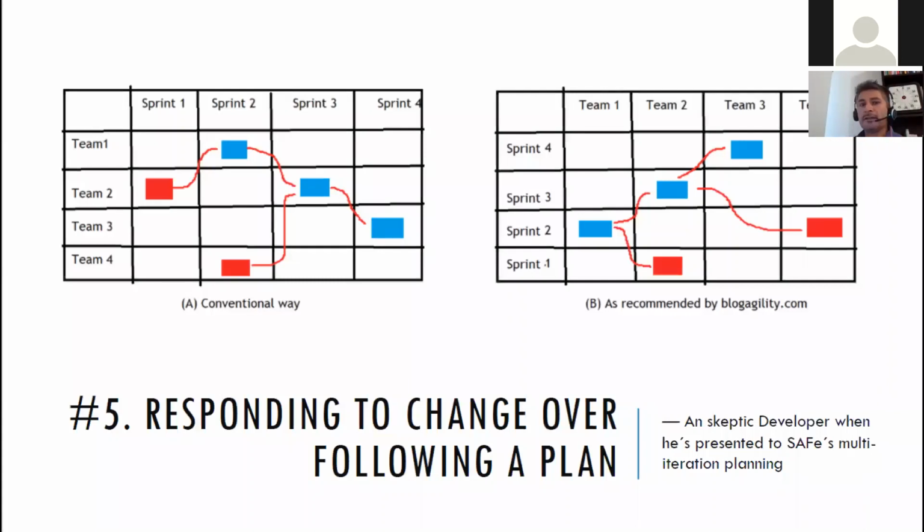And this is something that probably our participant here, Sadik, will say, or probably also a skeptic developer when he's presented with SAFe multi-iteration planning. And again, the fact of having PI plannings doesn't mean that you won't have sprint plannings.